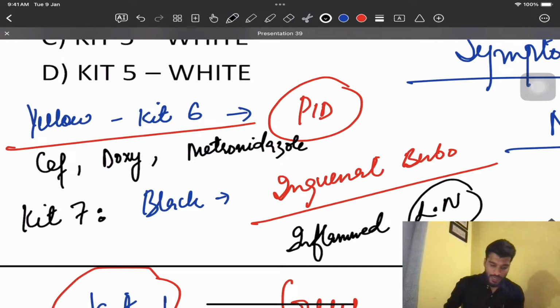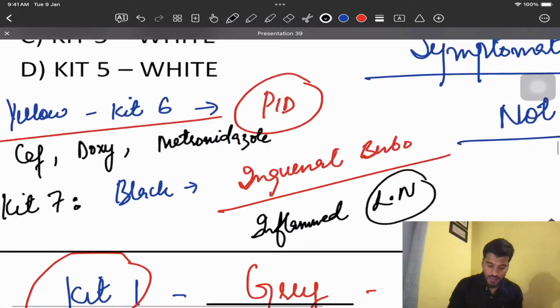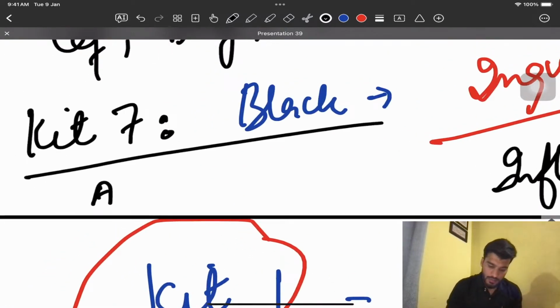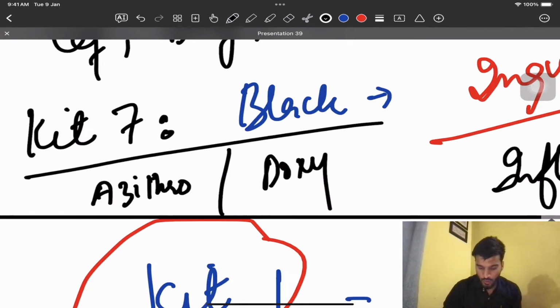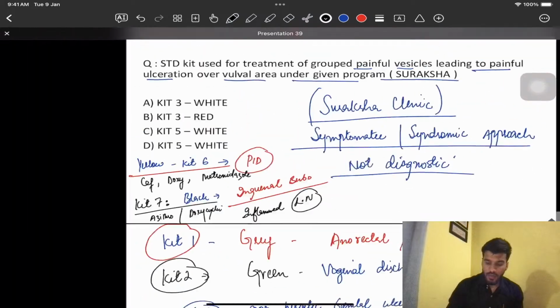Inflamed lymph nodes. And the medications that are in this kit, guys, are azithromycin and doxycycline.